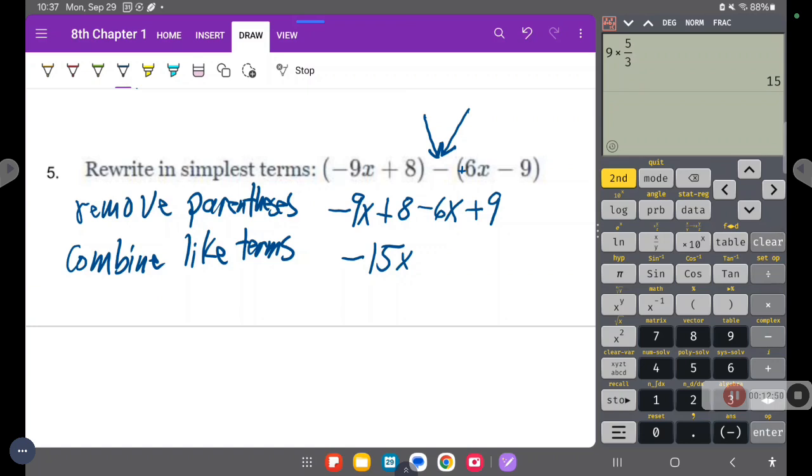Negative 15 what? X. And then Damien, what about the constants? Add the constants together. 17. They're both positive, so we just add those together. Negative 15x plus 17. That's the final answer that you're looking for.